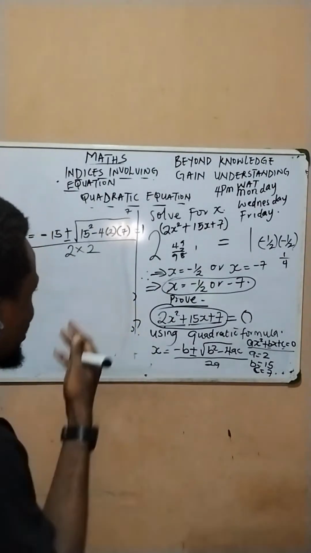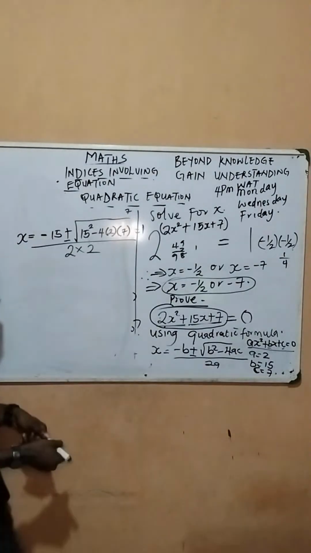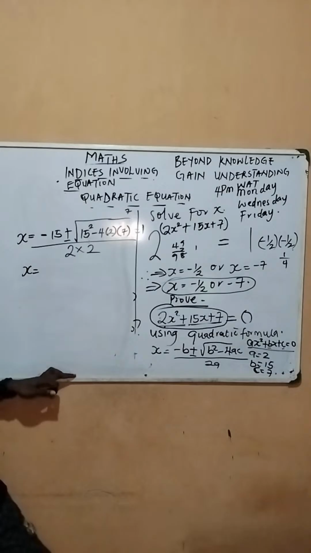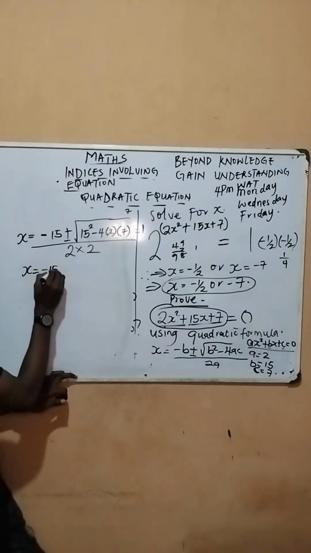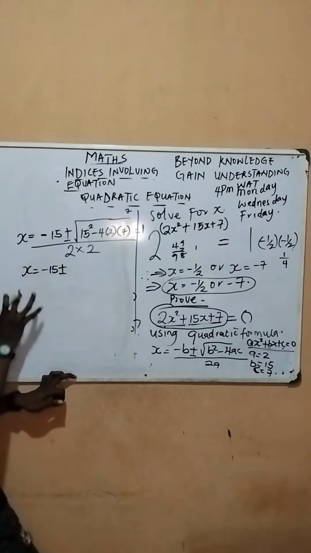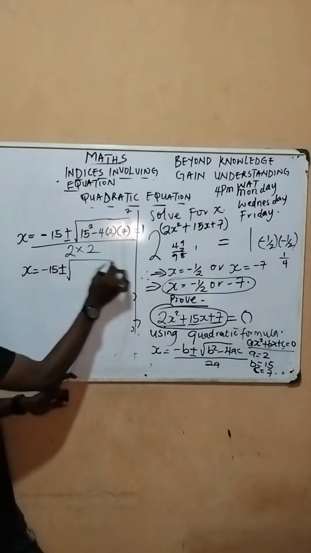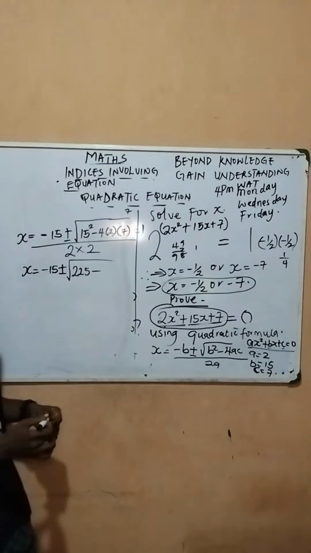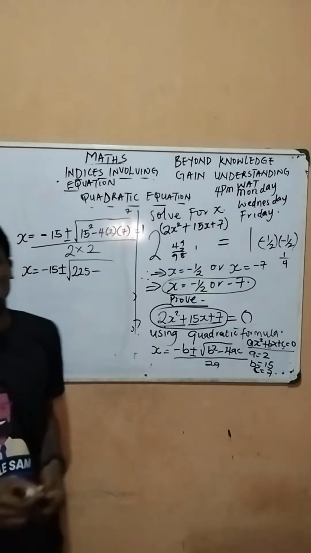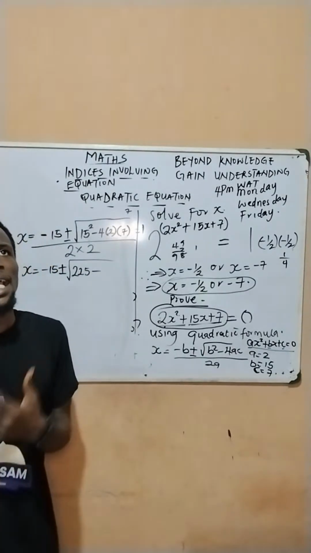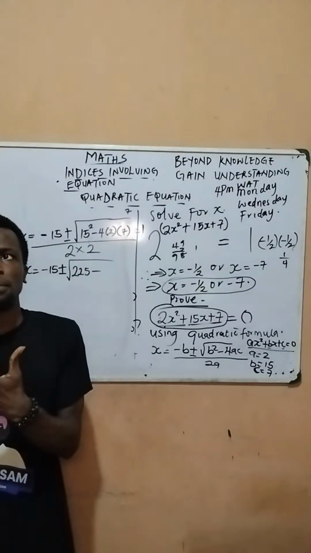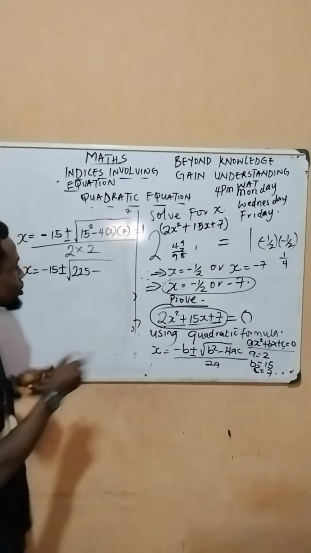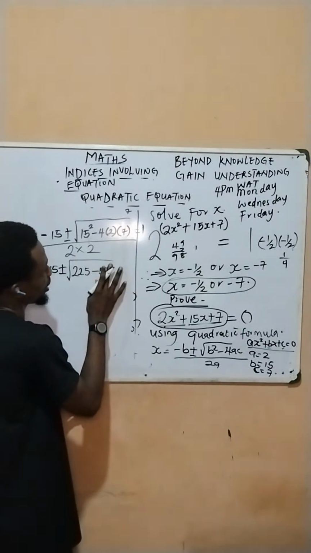So let's go ahead and simplify it. If we simplify, it's going to give us that x is equal to negative 15. Let's leave it here, we're not touching it yet, it's going to come back. Then 15 squared is going to give you 225. Then minus 4 times 2 is 8, and 8 times 7, 7 times 8, is 56. So we're going to have 56 here.